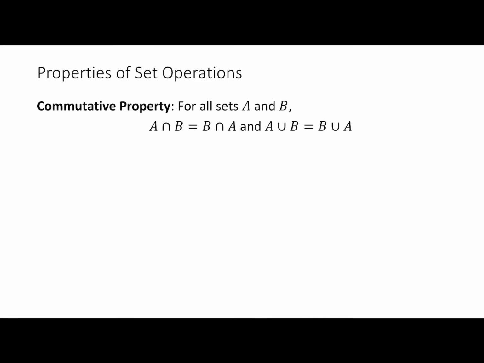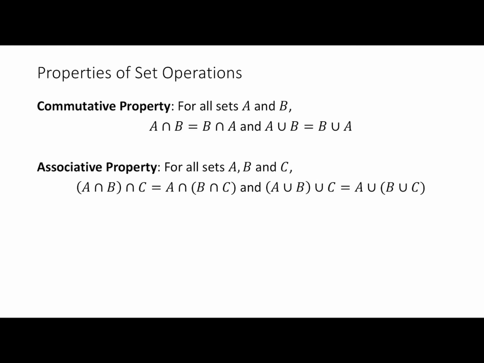All right, so let's look at some properties of set operations. And these properties are going to pop up all semester, okay? So the first property is called the commutative property. If I have two sets, it doesn't matter what order I take their intersection or their union in. So A intersect B is the same as B intersect A, and similarly for their union.